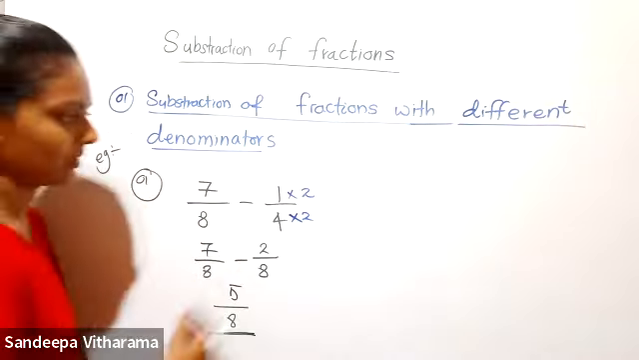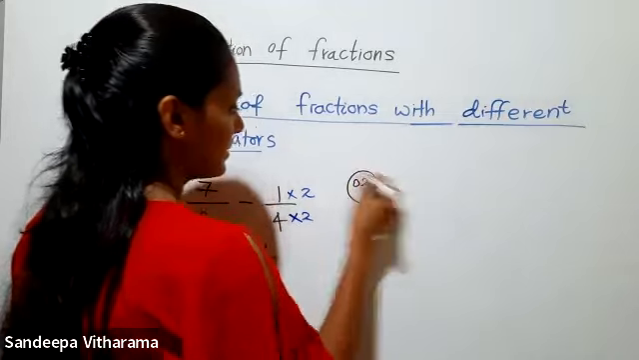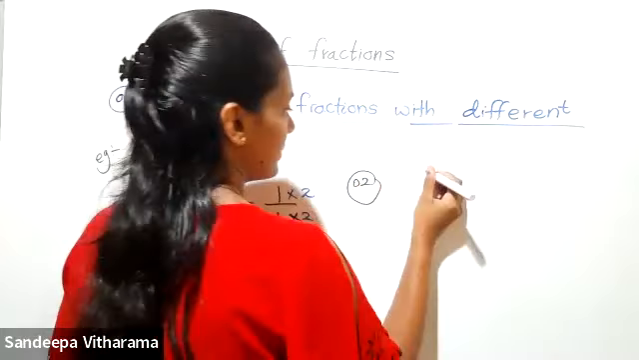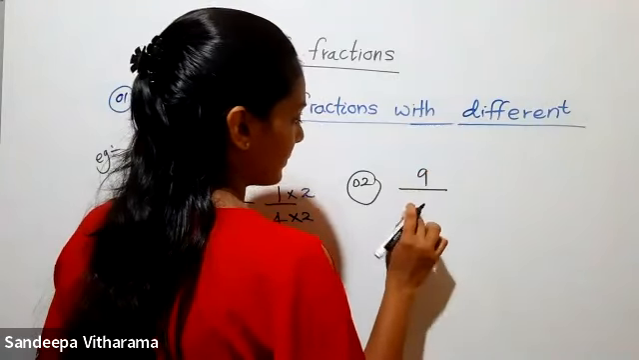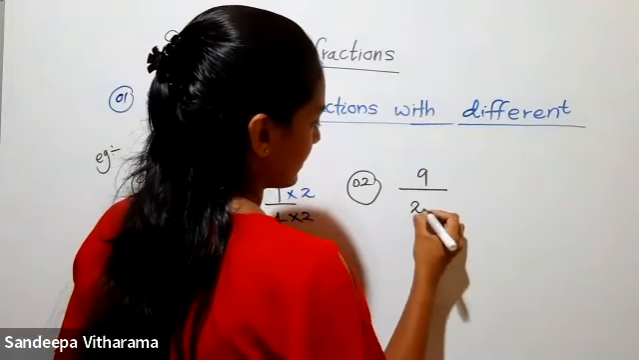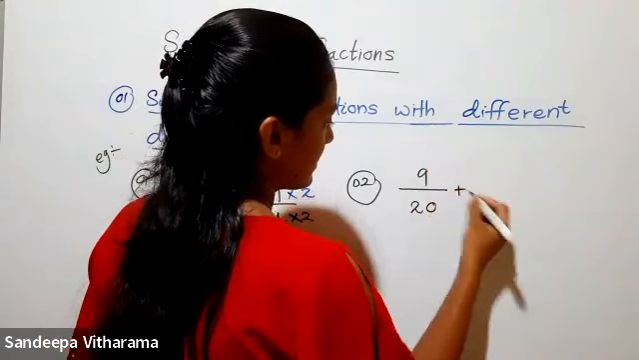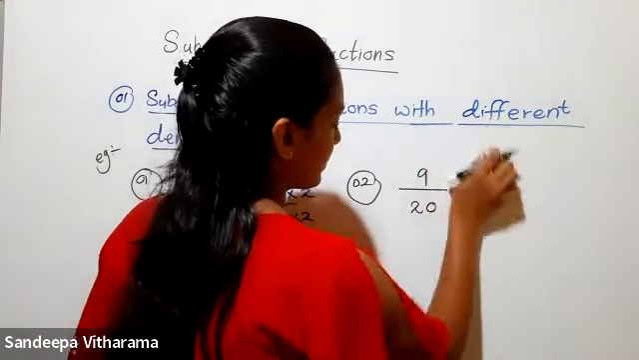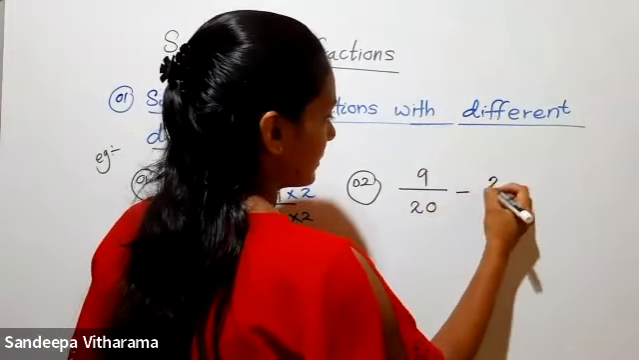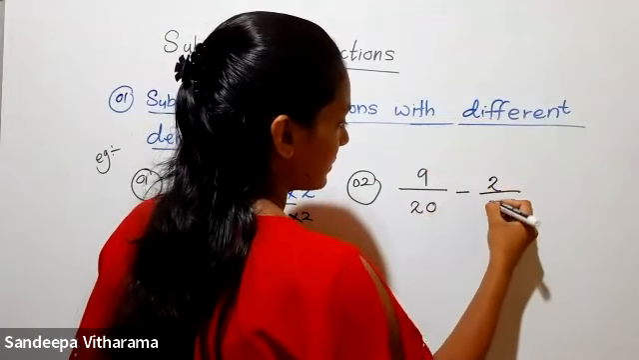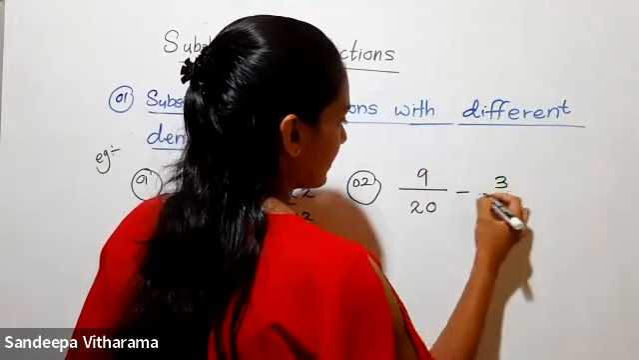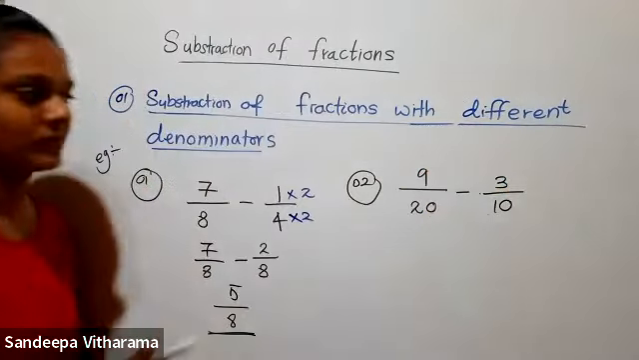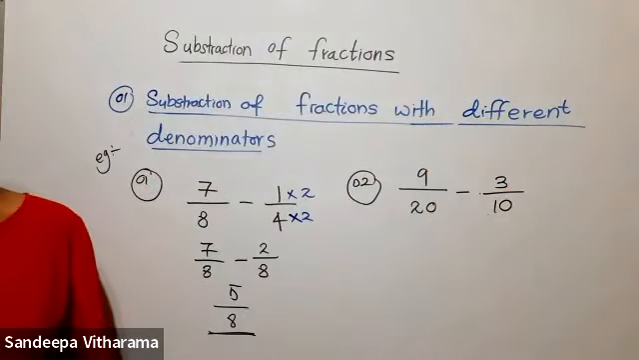Okay. Second one, do this by yourself. 9 upon 20 is added. Sorry, subtracted. 2 upon, 3 upon 10. Very easy one. Okay, try to do this.